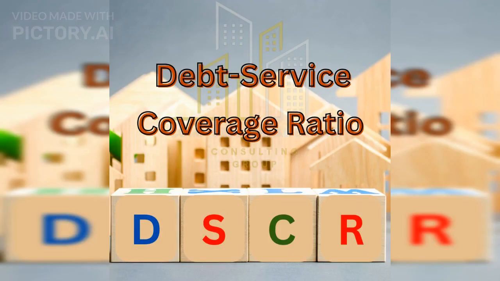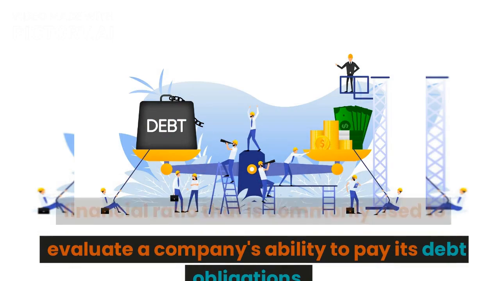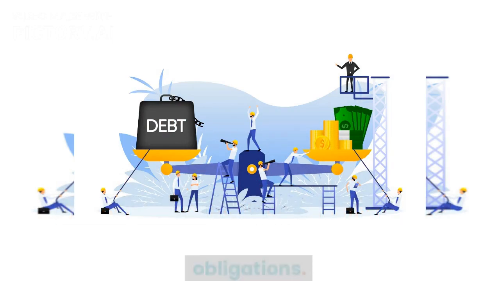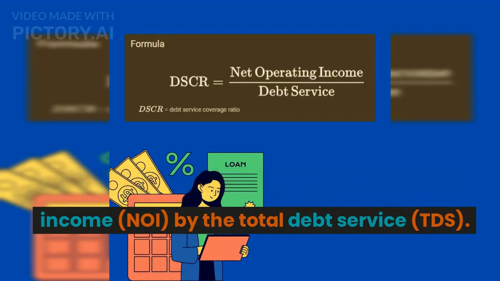In this video, we will discuss what DSCR, the debt service coverage ratio, is and how it works. The DSCR, debt service coverage ratio, is a financial ratio that is commonly used to evaluate a company's ability to pay its debt obligations. It is calculated by dividing the net operating income, NOI, by the total debt service, TDS.